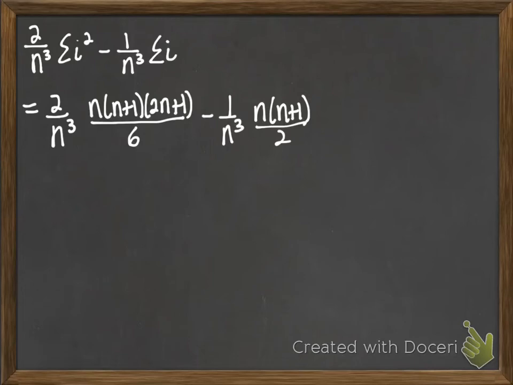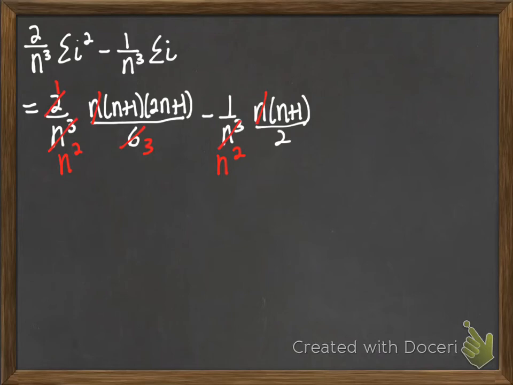Okay, at this point we can do a bit of simplifying. We can cancel out the 2 and the 6. We can cancel out the n and the n cubed. Okay. And then in the other one there, we can cancel out the n and the n cubed. And that's all we can cancel out.